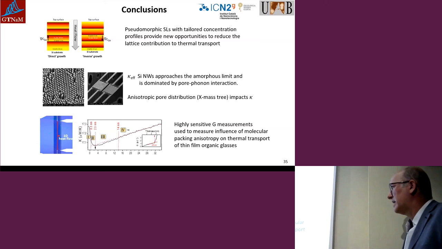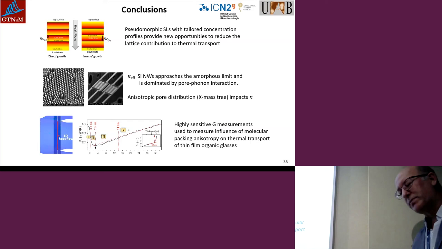And I have also shown you that we can do highly sensitive measurements, and with those measurements, we can get enough sensitivity to demonstrate the influence of molecular anisotropy on the thermal conductivity of these thin film organic glasses.